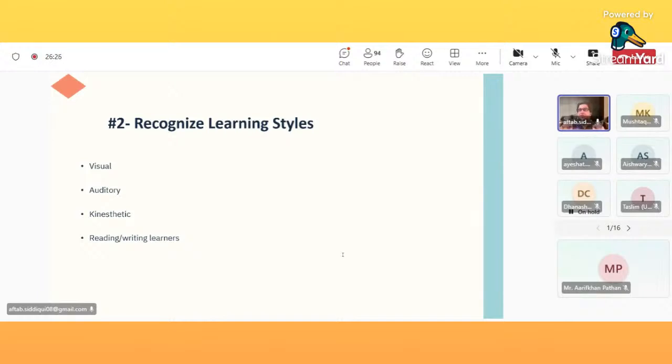So you, being a professor or pharmacy teacher, need to recognize that your class is full of different learning styles. Some are visual learners, some are auditory learners, some are kinesthetic learners, or some are reading and writing learners. When you understand this mixture is there in your classroom, you can accordingly design your way of teaching so all of the students get engaged, right?